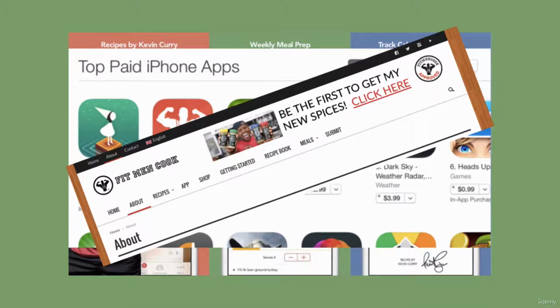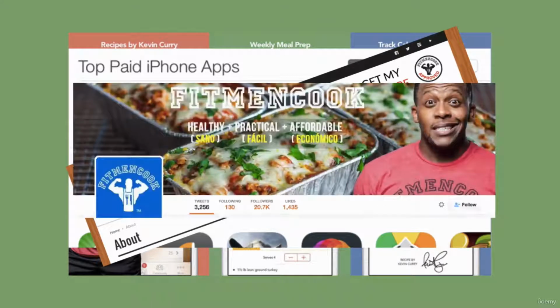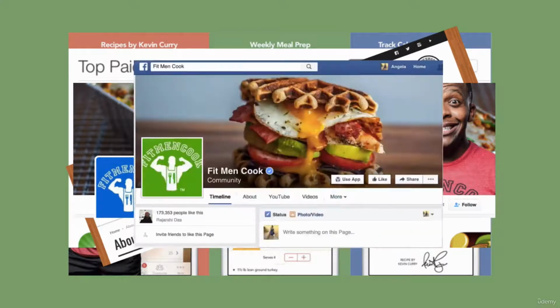So the biggest factor in that is the guy Kevin Curry, who I think got 50% of the revenue of the app without really contributing to the development of it other than his recipes. But he has a huge following. He has a blog with tens of thousands of subscribers, a Twitter page with 20K followers, and a Facebook page with, again, hundreds of thousands of people who like it. So what that means is that this guy is a serious influencer in this field.